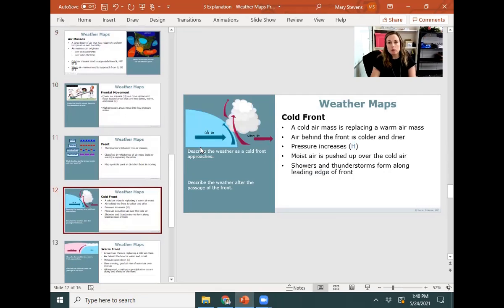A cold front is going to be cold air replacing an area of warm air. The air behind the front is going to be cold and dry. The air pressure is going to increase as a cold front comes through. That moist, humid air is going to be pushed up over that cold air. Showers and thunderstorms will form along the edge of a cold front and typically dissipate fairly quickly.